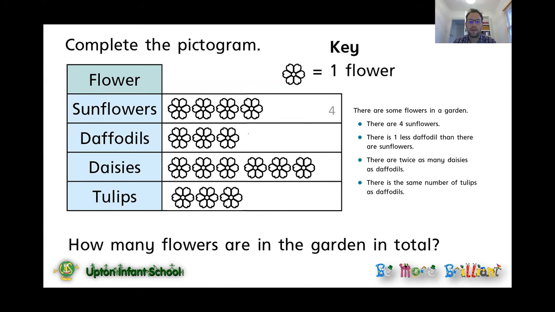Right, let's see. I can see there are 4 sunflowers, there are 3 daffodils, 6 daisies, and 3 tulips. If we look at those numbers, sometimes we can spot things that help us to make the addition easier. I can see using those numbers, 6 and 4, those are number bonds to 10. So I know that 6 and 4 is 10. And then I've got 2 lots of 3. And I know 2 3s are 6. So we've got 10 and 6 all together. So there are 16 flowers in the garden in total.